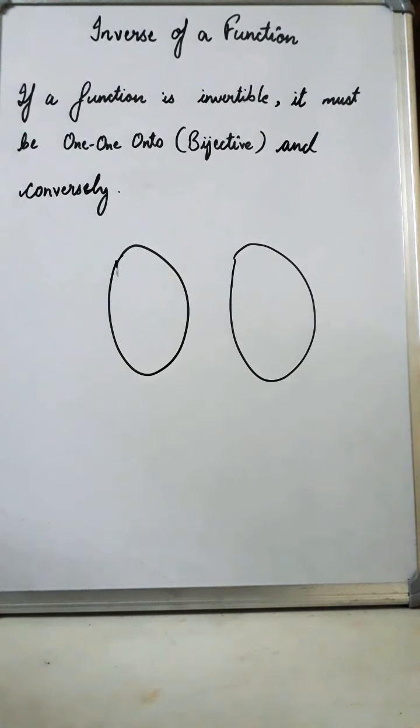Now look at this. If a function is invertible, it must be 1-1 onto, meaning bijective, and conversely, if a function is 1-1 onto, then it must be invertible. Let us see how.